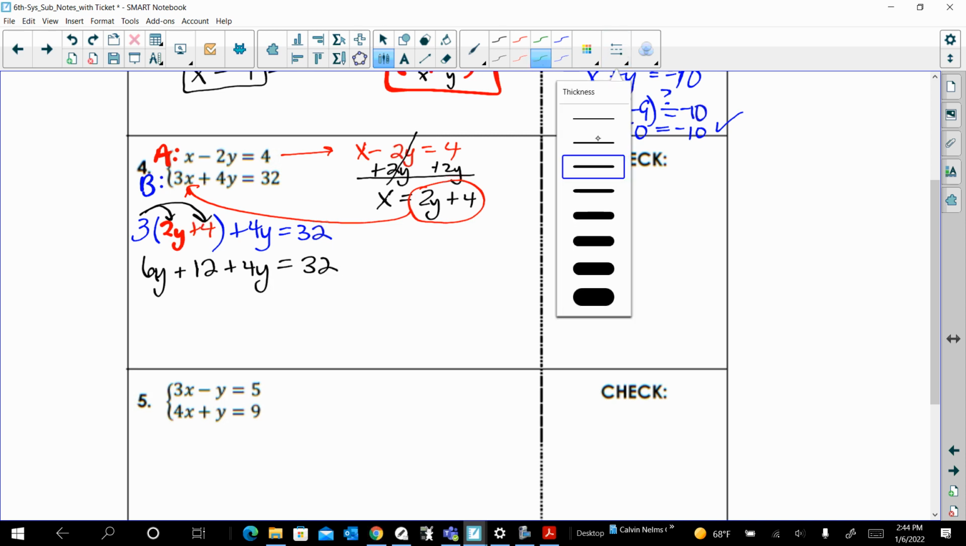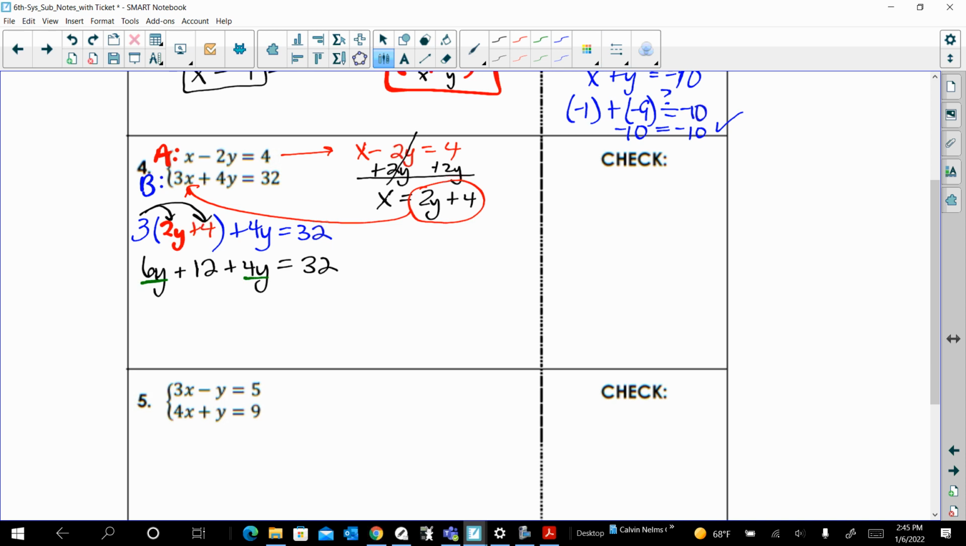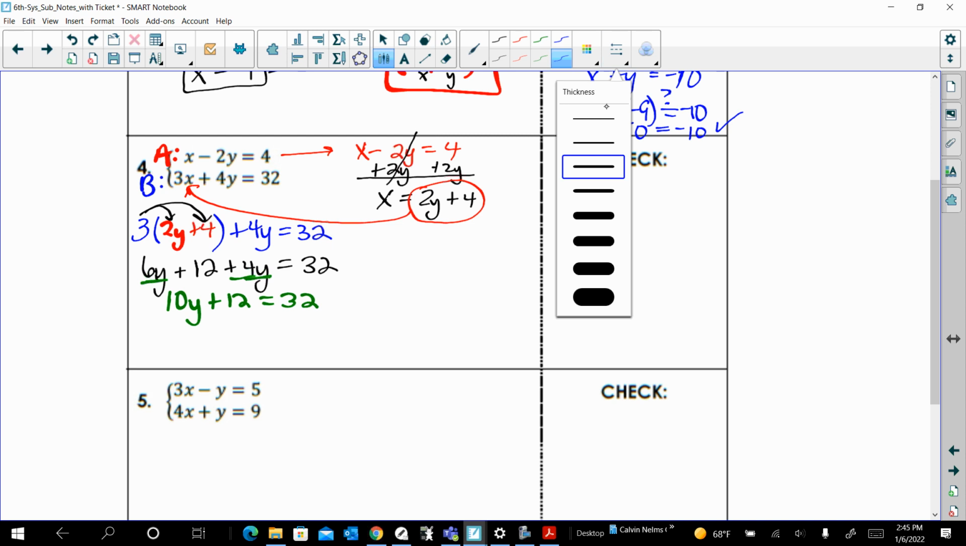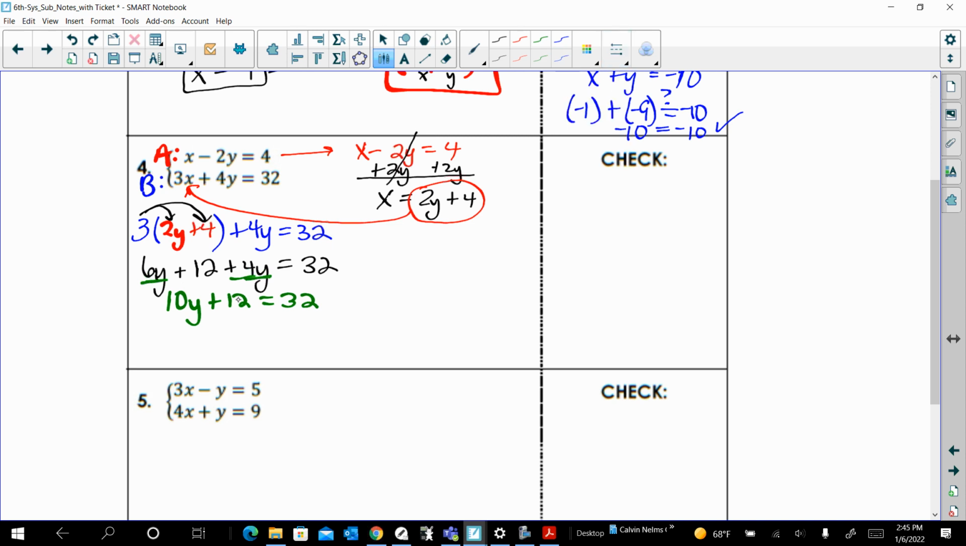What we recognize hopefully now is that you have like terms that you can combine. If I take my 6y and add it to this 4y, I have a total of 10y. So 10y plus 12 equals 32. So to solve for the y, you're going to need to isolate it by getting rid of the plus 12. So this would be minus 12 on both sides. My 10y equals 20. When you divide that by 10, obviously you see y equals 2.